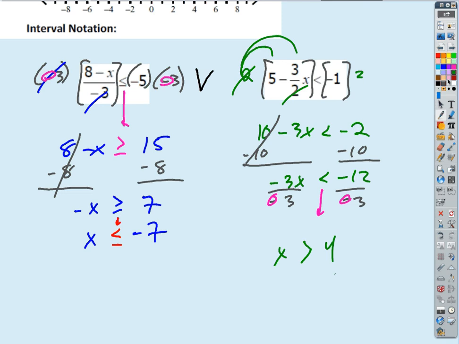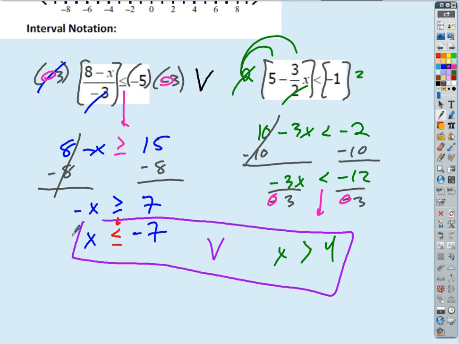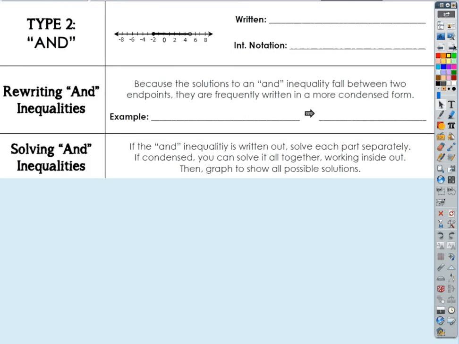So those are my two parts of the OR inequality. Right? Either x is less than or equal to -7 or x is greater than 4. No biggie. And now it would once again look like oars on a boat. I'm going to get a ray to the left starting at -7, a ray to the right starting at 4. Makes sense. Okay? Now let's look at and.